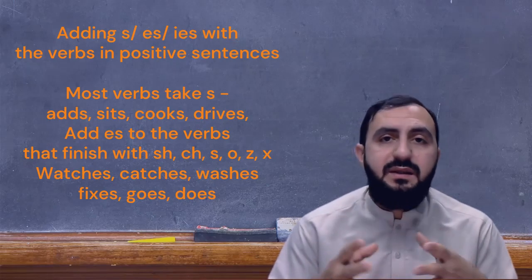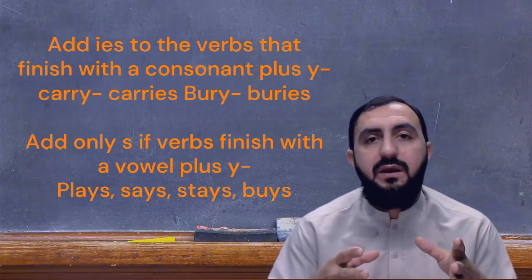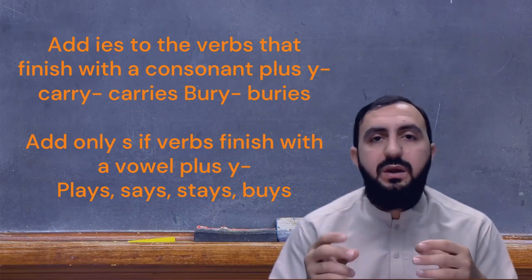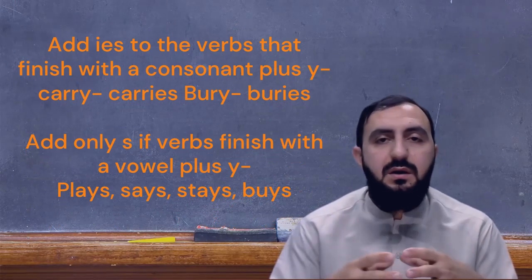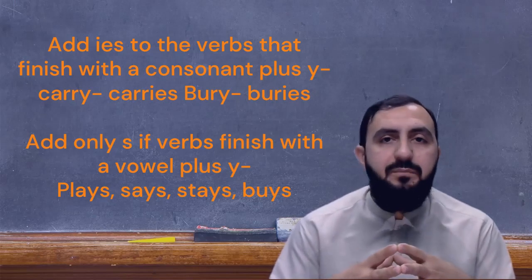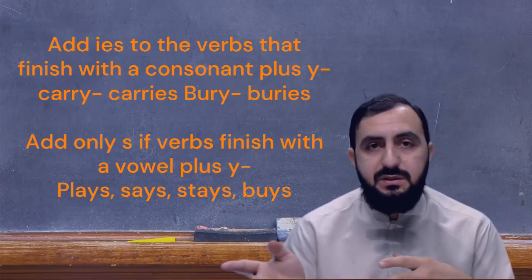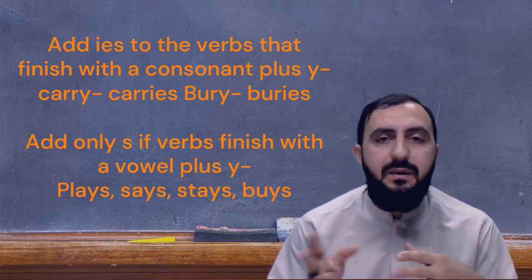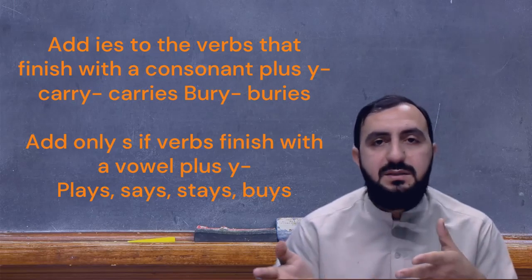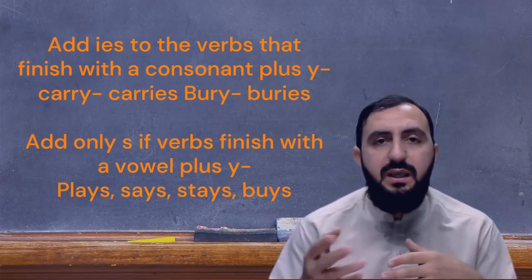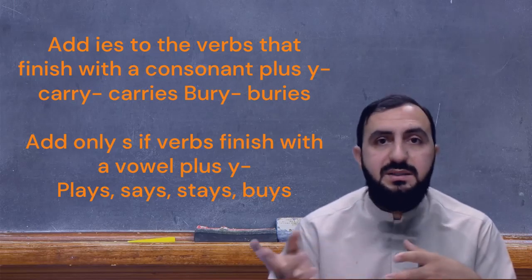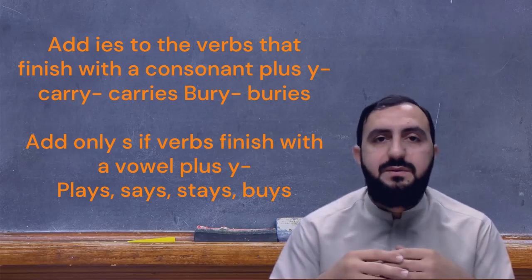And if there are verbs that finish with y, and before y there is a consonant, we have to remove y and we have to add ies. For example, carry, carries, berry, berries. So these are verbs that finish with ry, and r is a consonant, y is there. So we have to remove y and we should add ies there. Try, tries, and lots of more verbs.